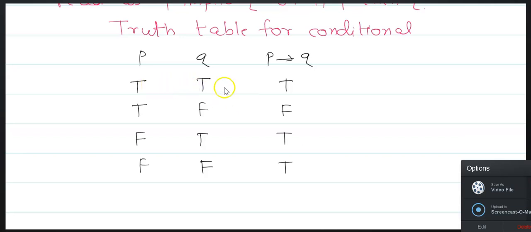If both of them are same, then it is true. Otherwise, what implies? That is T implies F, therefore it is F. F implies T, therefore it is T. Now, next.